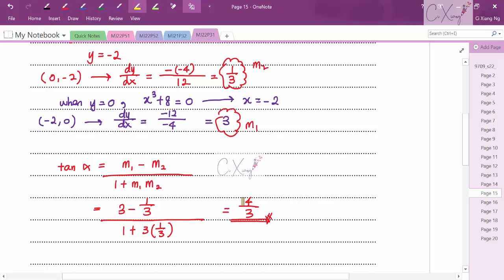Okay, this is the correct answer. We shouldn't get a negative value here. You should get a positive value. Therefore, I put m1 as the bigger gradient and m2 as the smaller gradient. So why must the value here be positive?